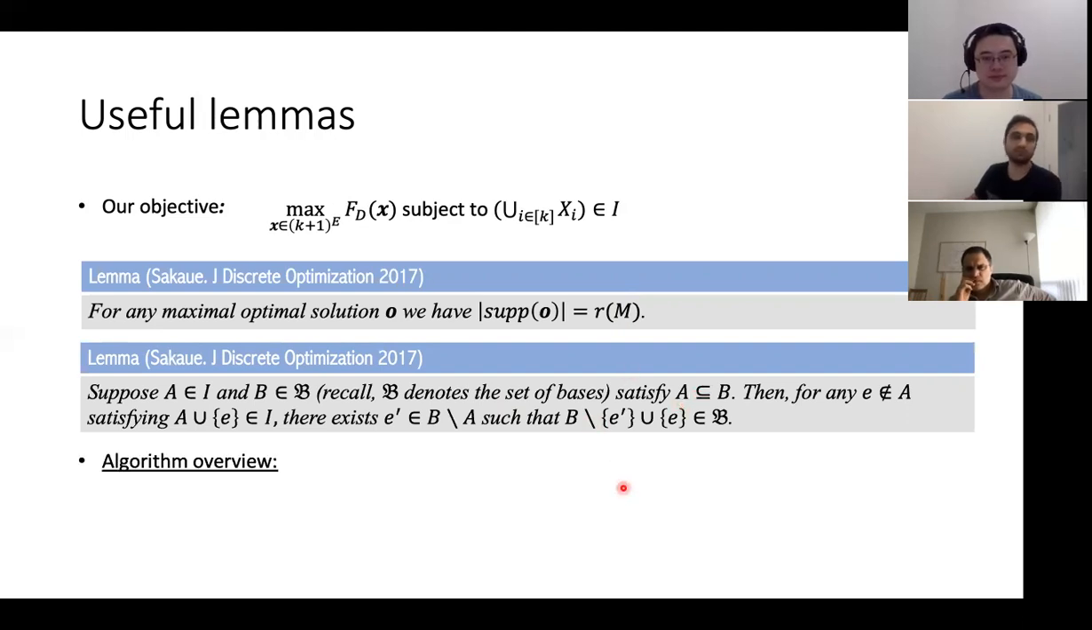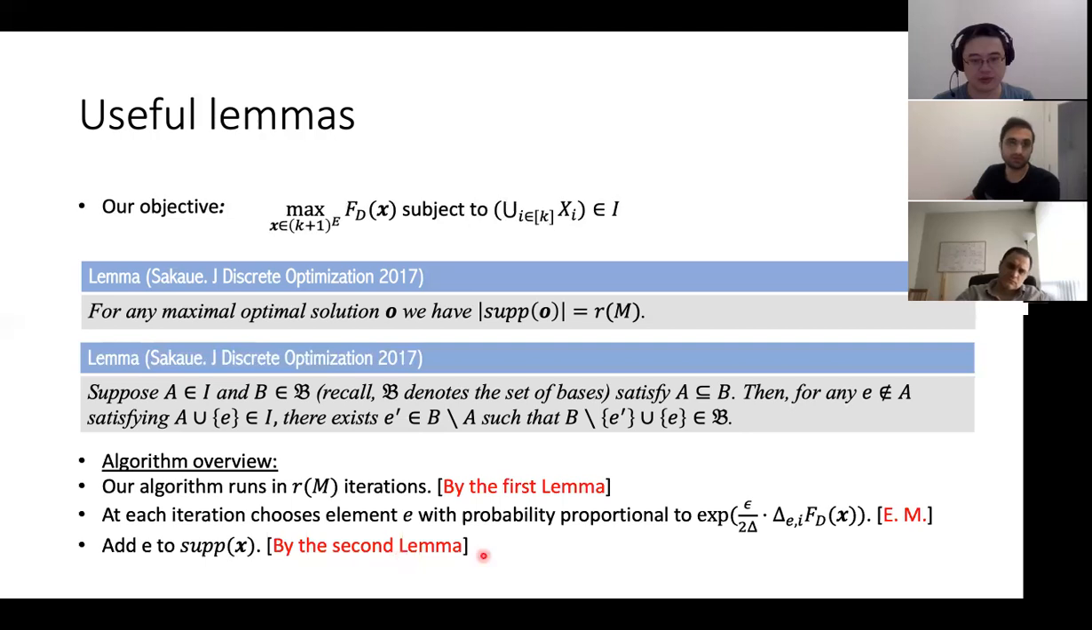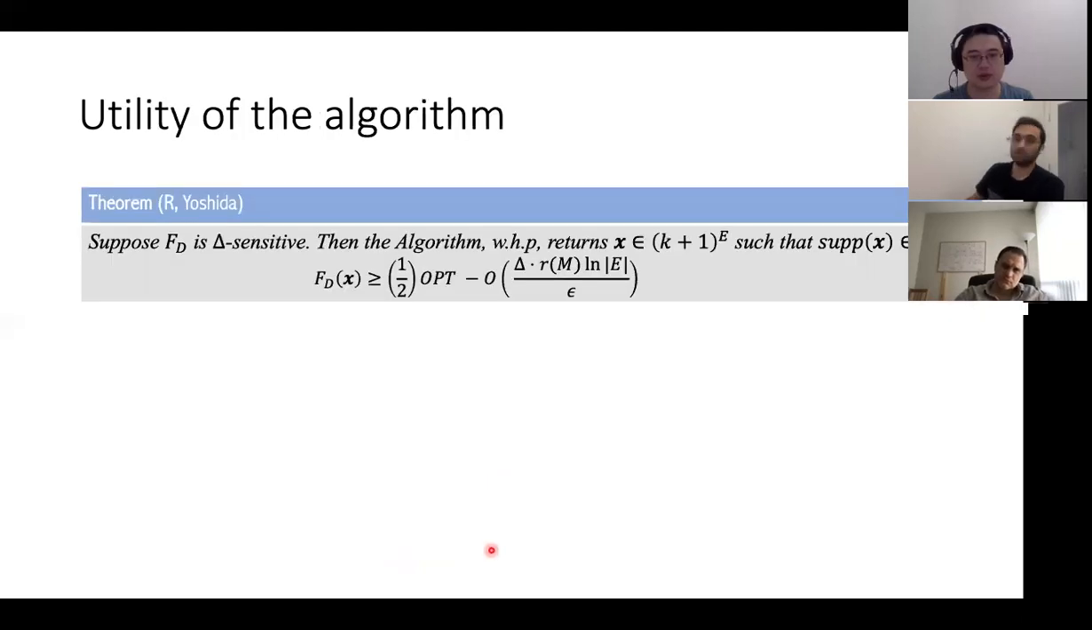So this suggests a simple algorithm. The algorithm runs in Rm iterations, and at each iteration we choose an element with probability proportional to its marginal gain using the exponential mechanism. And by the second lemma, we can add that element to the current set and improve the function.